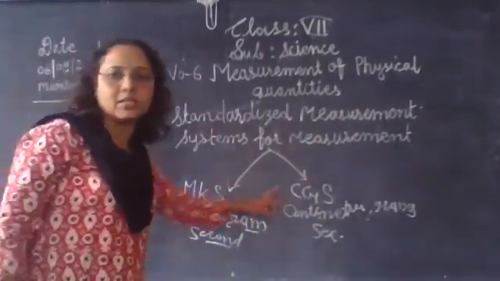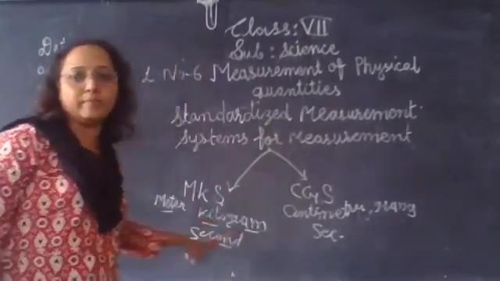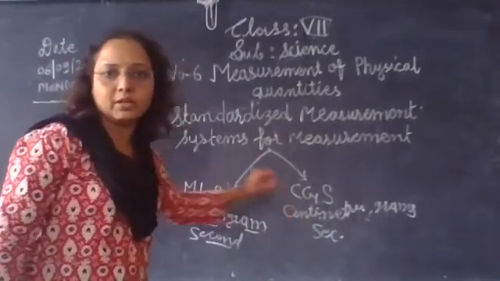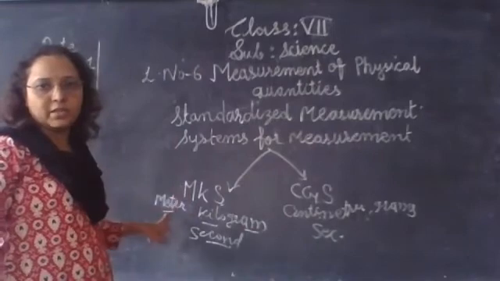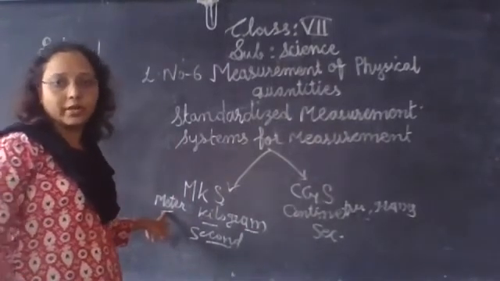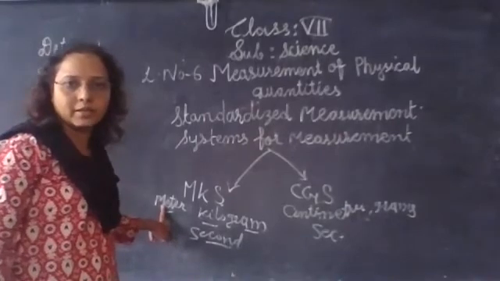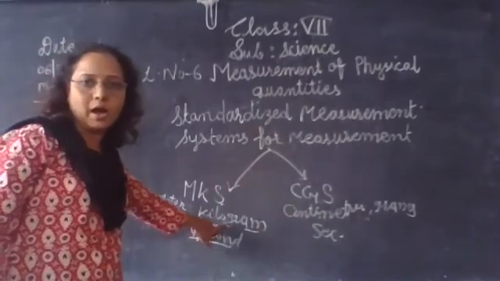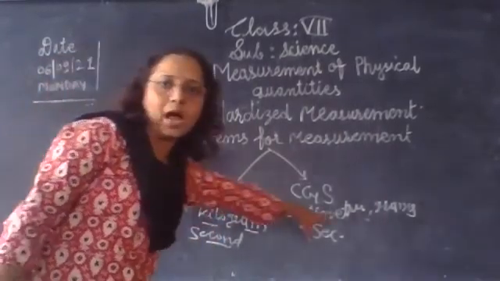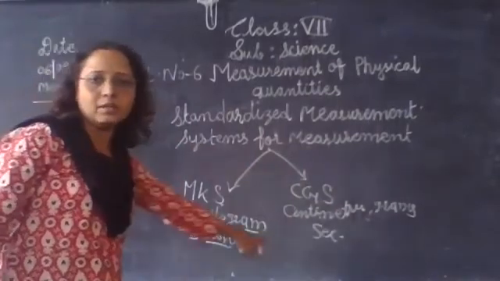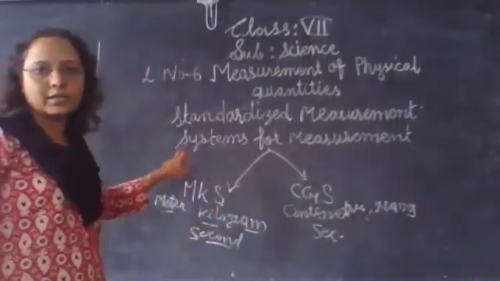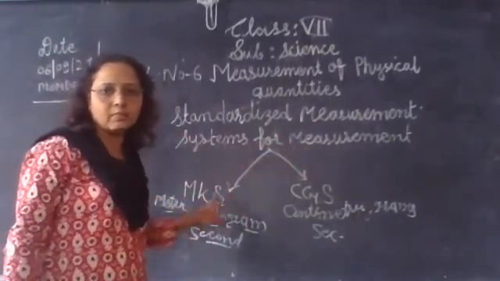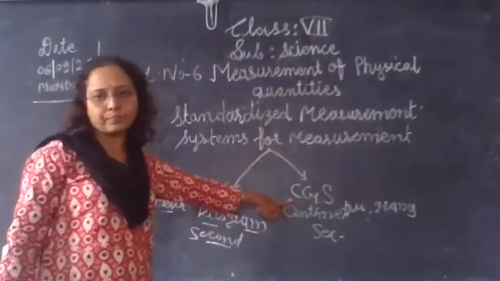MKS and CGS unit for time is same. Here meter, here centimeter. Sorry, distance. Meter is the unit of distance, here centimeter. Then kilogram is the unit for mass in MKS, here grams in CGS, and time is in second. Okay, these are the systems for measurement. Understood? Two systems, MKS system and CGS system.